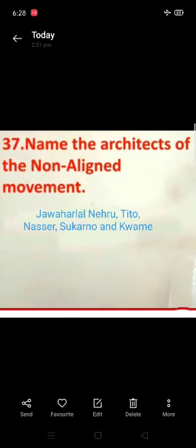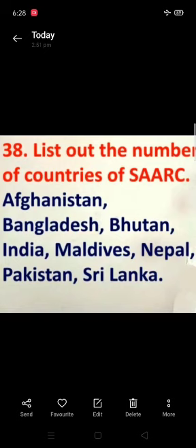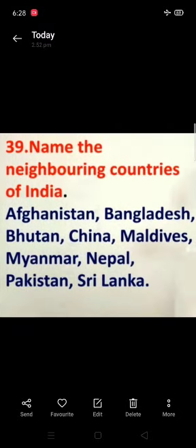Name the architects of the Non-Aligned Movement. Jawaharlal Nehru, Tito, Nasser, Sukarno, and Nkrumah. List out the countries of SAARC. Afghanistan, Bangladesh, Bhutan, India, Maldives, Nepal, Pakistan, Sri Lanka.